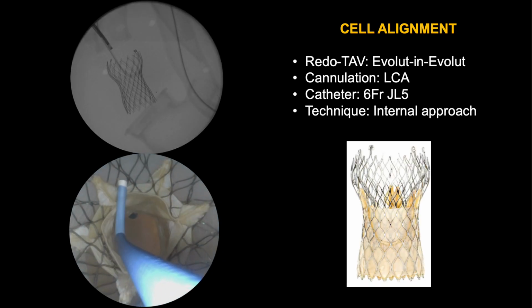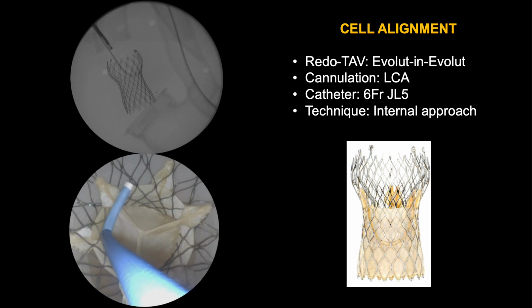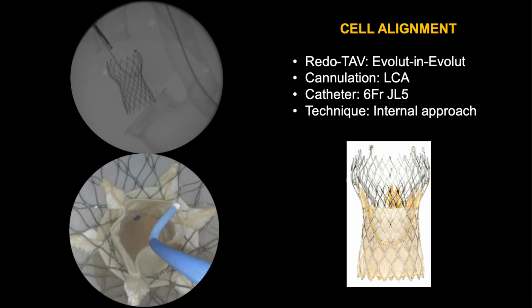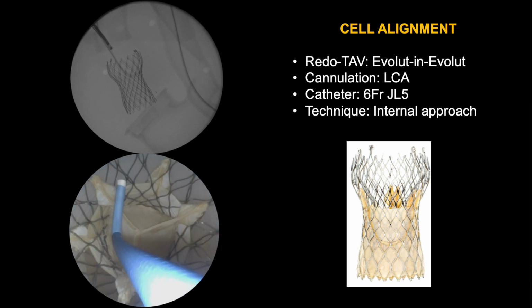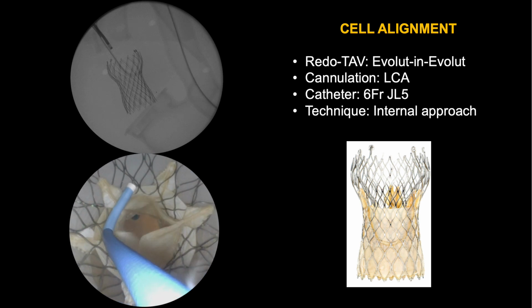This is an Evolut inside of an Evolut. The two valves are not perfectly aligned. There is an extent of offset, and you can see how for the catheter there's a very small gap between those two cells, which makes it impossible to rotate and enter.